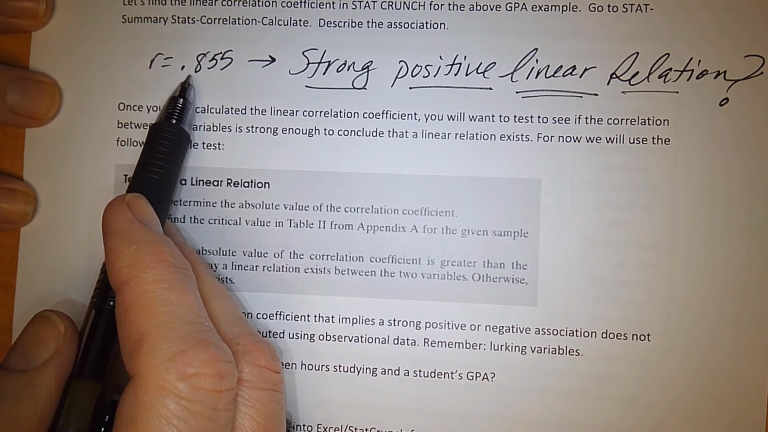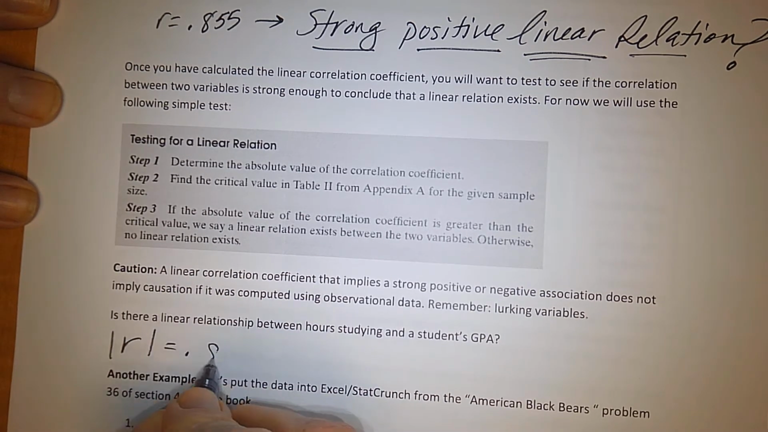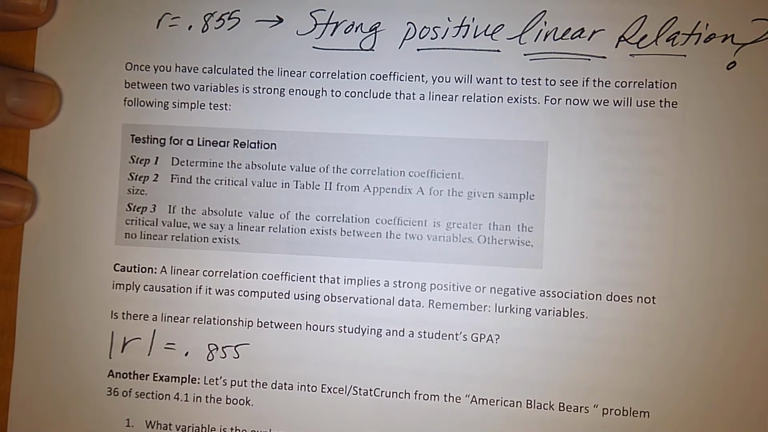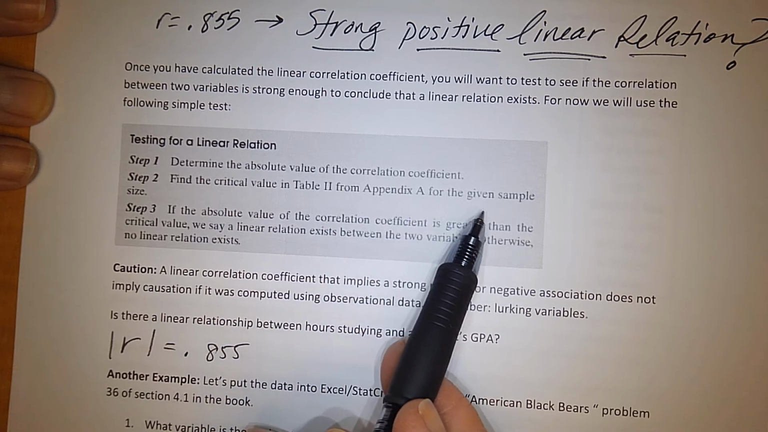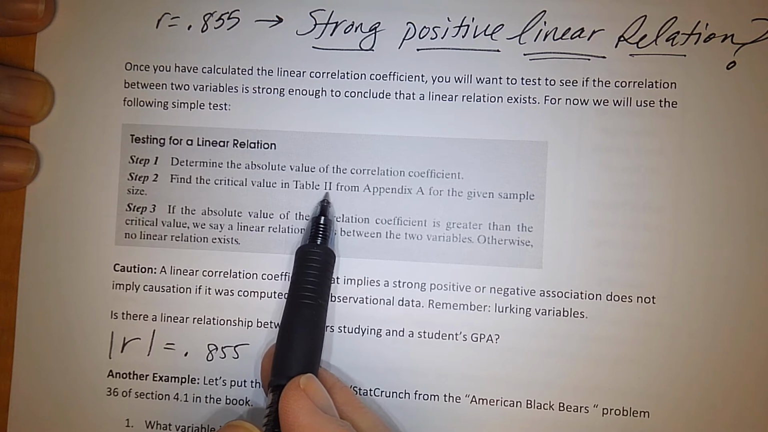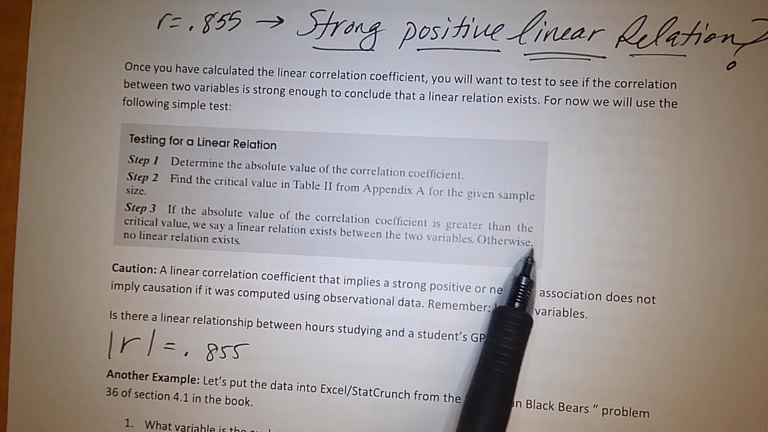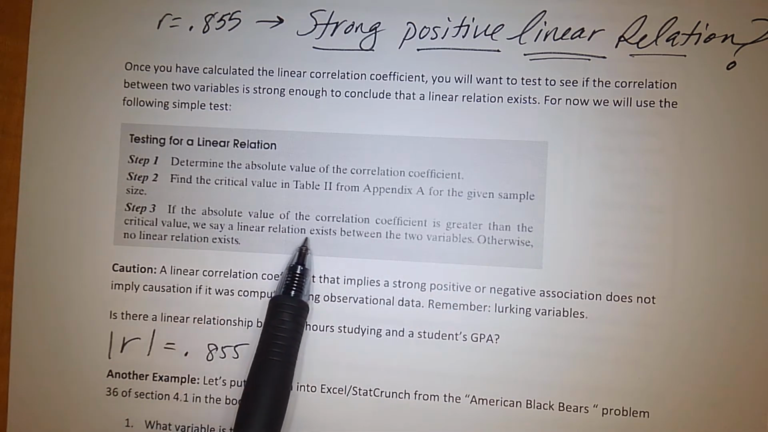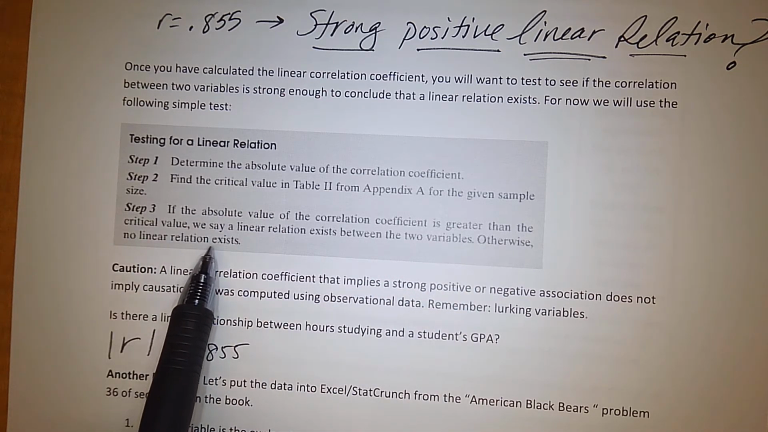In this case, the absolute value of r is still 0.855. Then we find the critical value from Table 2 of the appendix for the given sample size. I also have this table posted in the student resources under your modules. If the absolute value of the correlation coefficient is greater than the critical value, we say there is a linear relationship between the two variables. Otherwise, no linear relationship exists.